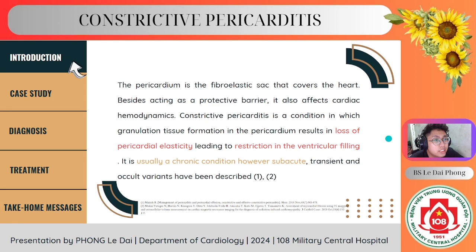For the beginning, this is the description of the ESC, but I want all of you to notice that constrictive pericarditis is a condition in which the patient loses pericardial elasticity, consequently restricting ventricular filling, and it is usually a chronic condition. Sometimes it becomes transient and subacute. An outcome variant has been described in the ESC guideline.